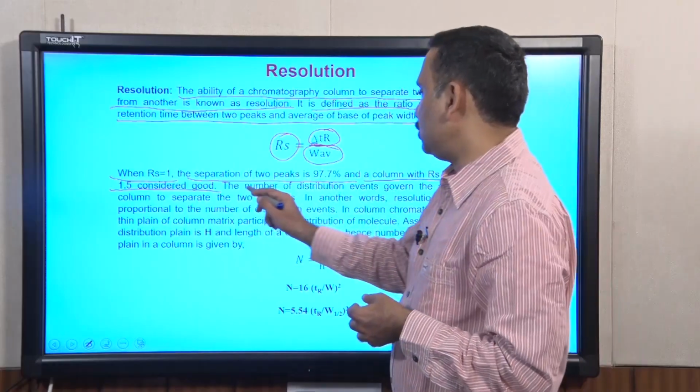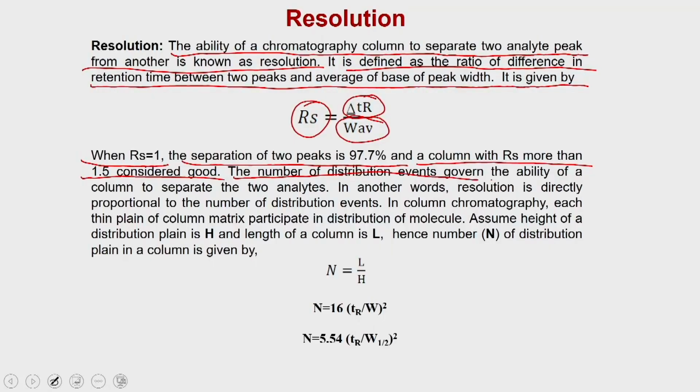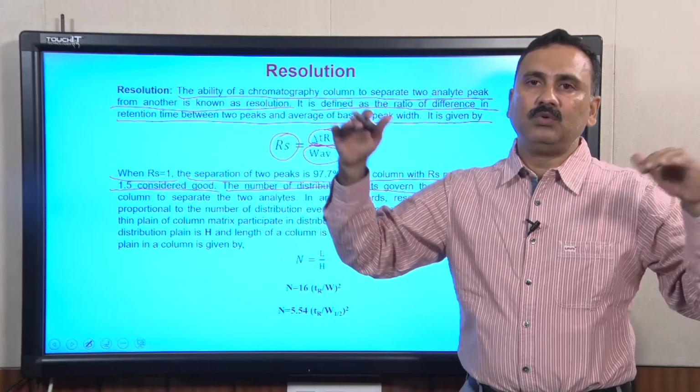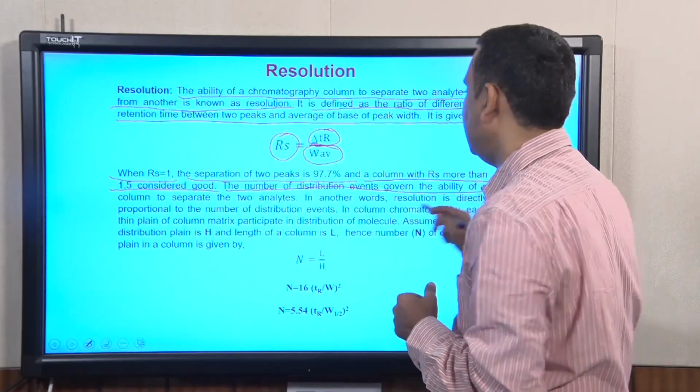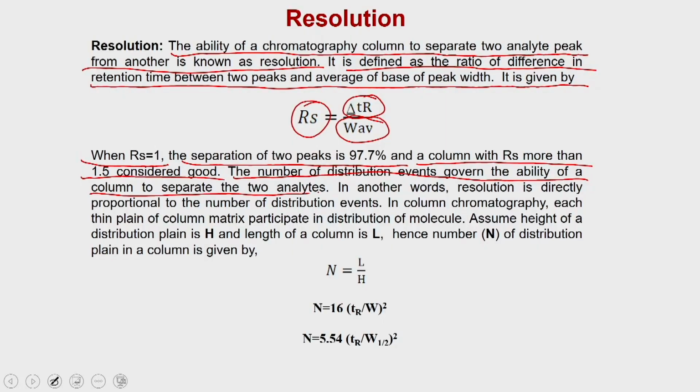So, what actually is governing the resolution? The resolution is governed completely by the number of distribution planes, because if you have more distribution planes, there are higher chances of separating the two molecules into two separate peaks. That is why the number of distribution events governs the ability of a column to separate two analytes. In other words, the resolution is directly proportional to the number of distribution events.